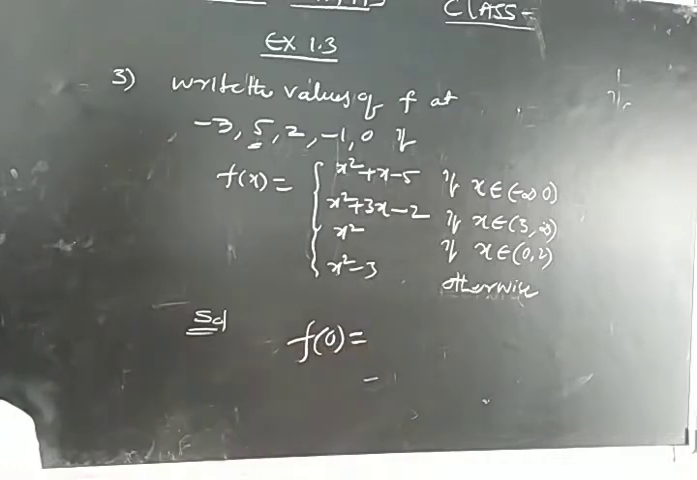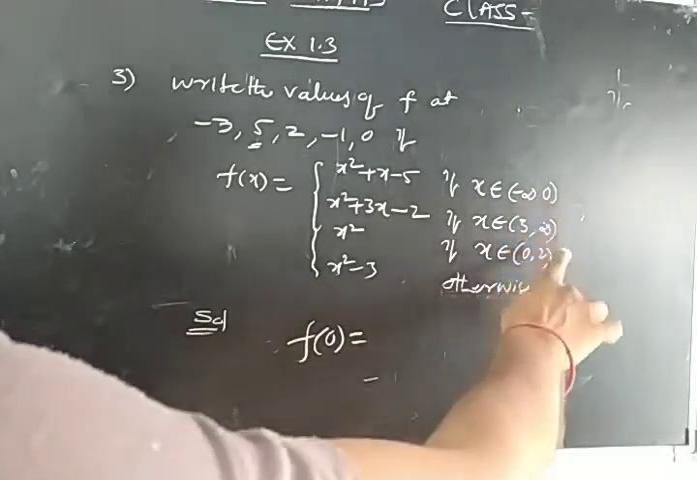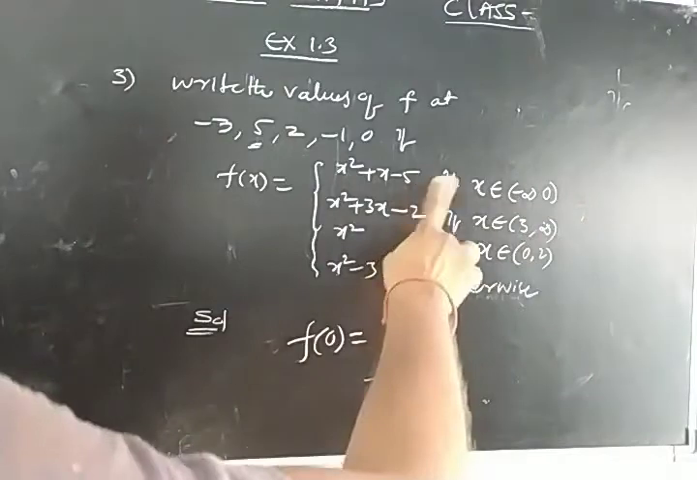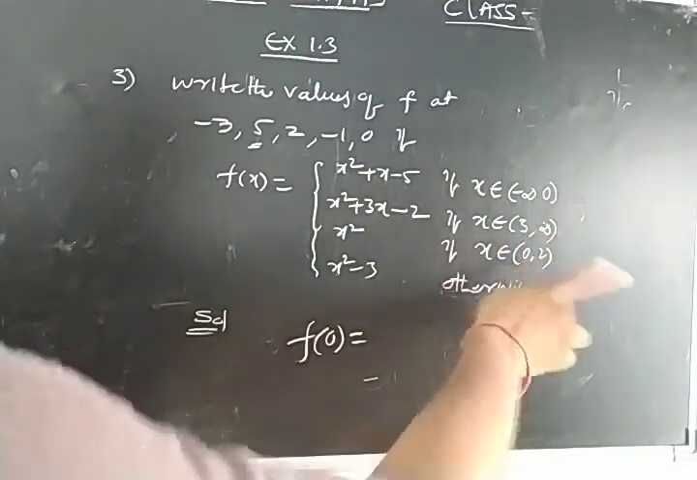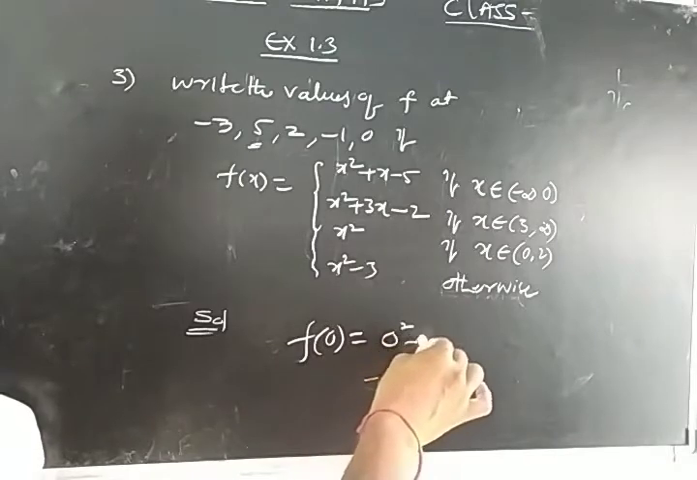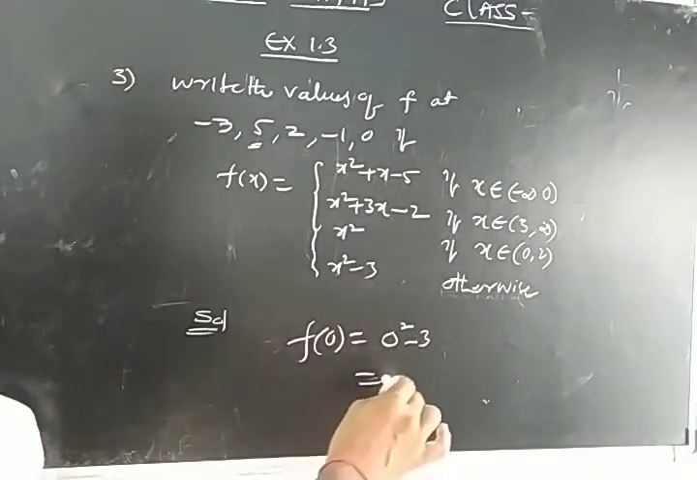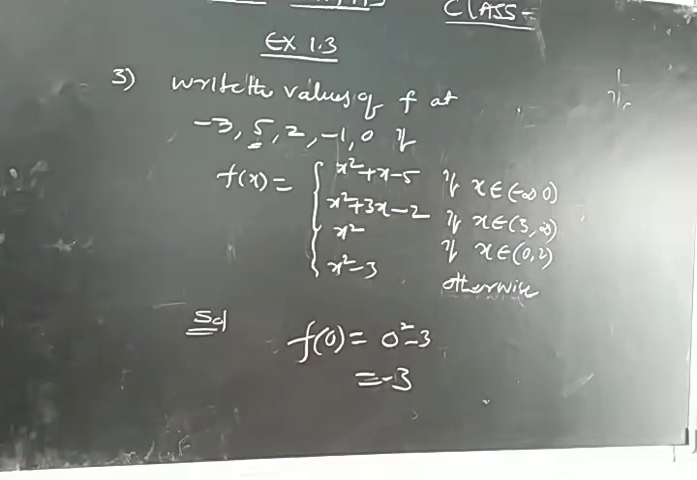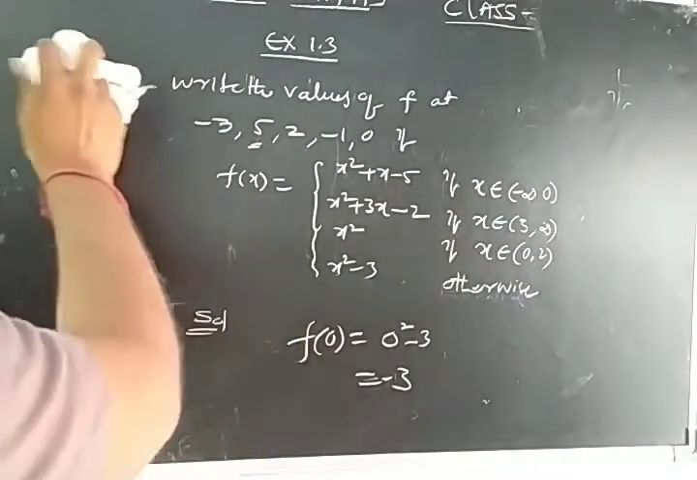Next, function value at 0, f of 0. Where does 0 lie? Minus infinity to 0? No, it is an open interval, so you cannot take this. This one not possible, this one not possible, so otherwise. In this case, I am substituting 0 in place of x. 0 square minus 3 is minus 3. Okay, these are the function values at the given points.